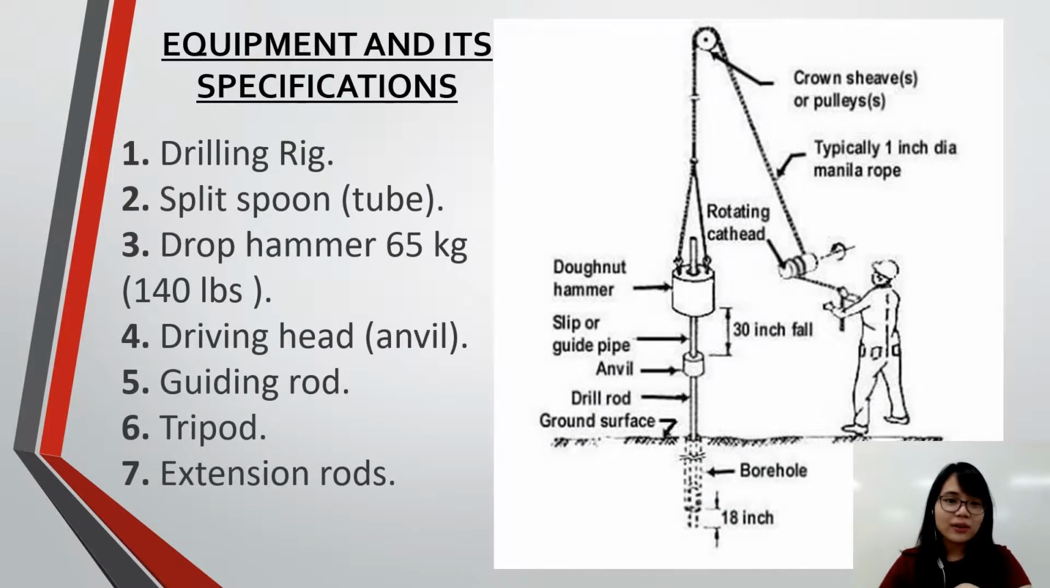Before we proceed to how the test is actually done, let's look at some equipment in it and their specifications. First, we have the drilling rig. Second is the split spoon. Third is the drop hammer. Next is the driving head. Next is the guiding rod. Then we have the tripod. Then we have the extension rods.